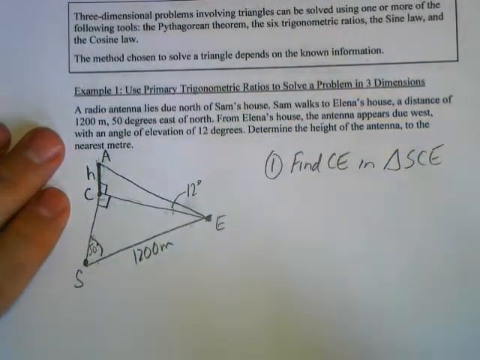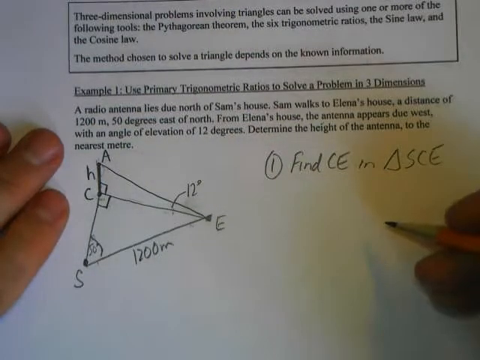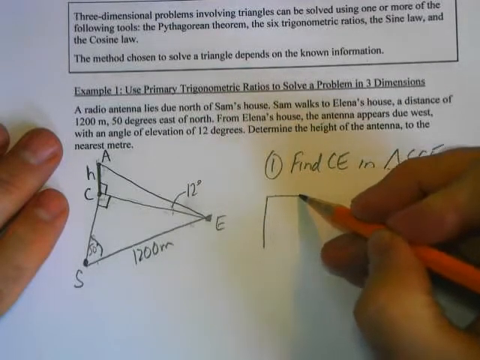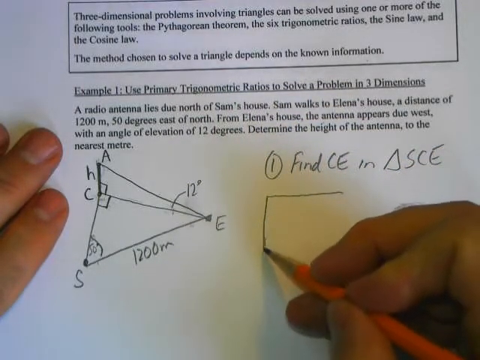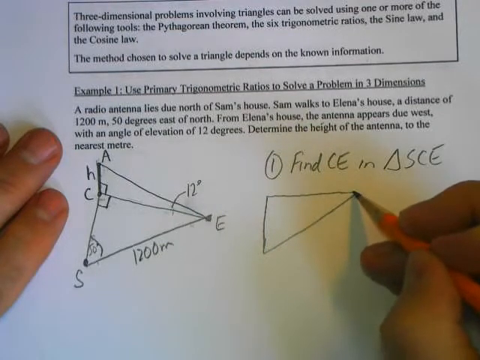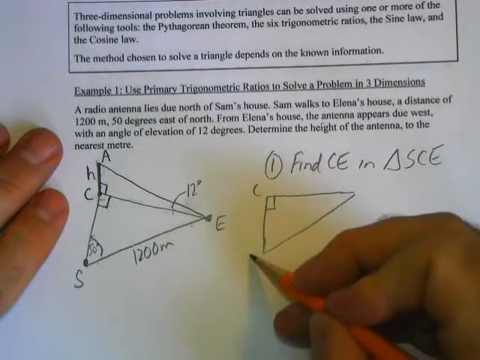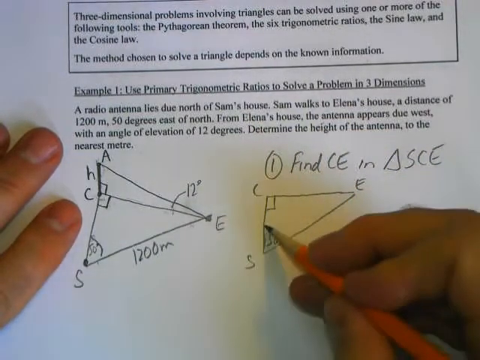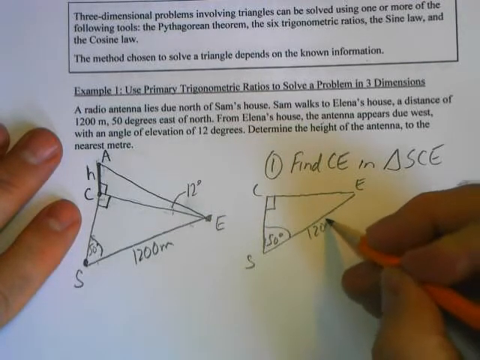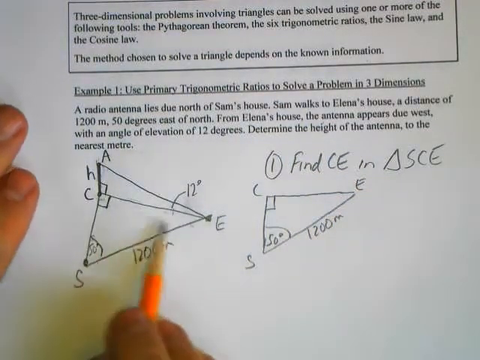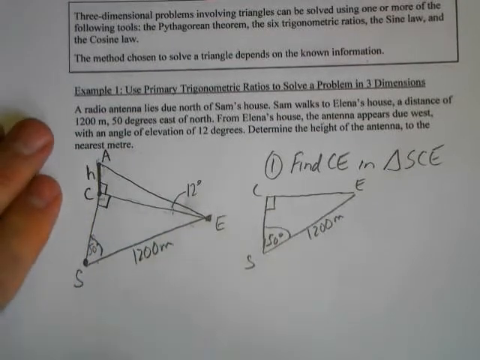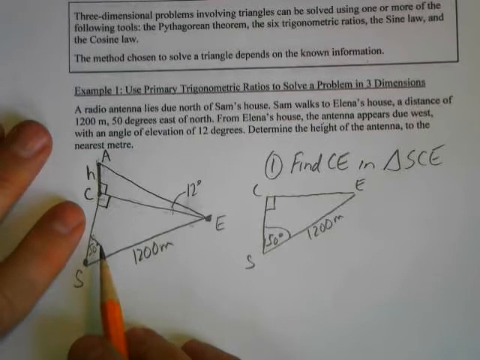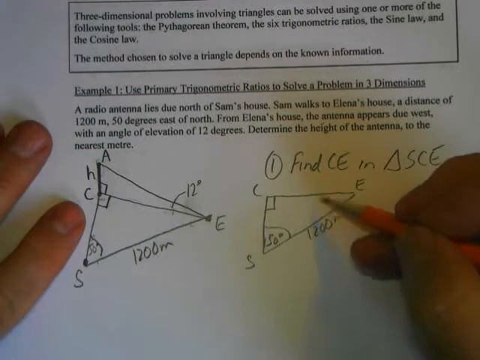Could be any of those letters in any combination. And it's always a good idea, you don't have to do this, but it makes it clear sometimes: if I redraw just that triangle, sometimes it makes it more obvious what I'm going to do. So here's C, S, and E. Right angle there, 50 degrees here, and then this side was 1200 meters. I'm really just copying that one triangle over here. Now I can see I've got a right triangle here too. I'm trying to find this side here.